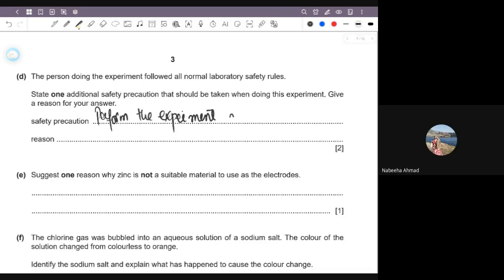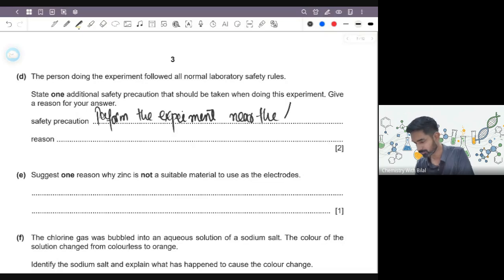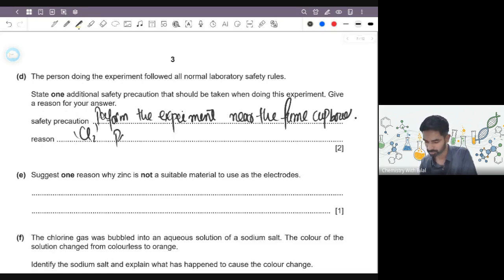So perform the experiment near the fume cupboard, right? Reason: chlorine produced is toxic.